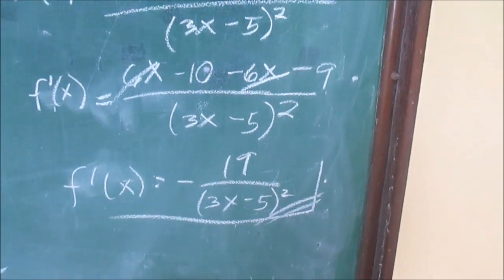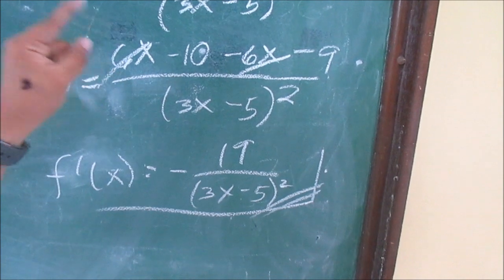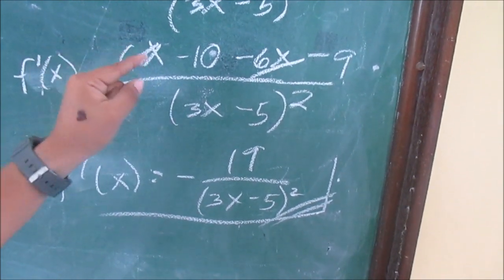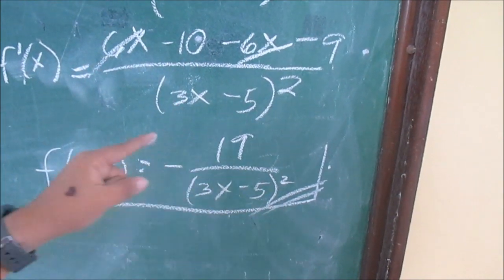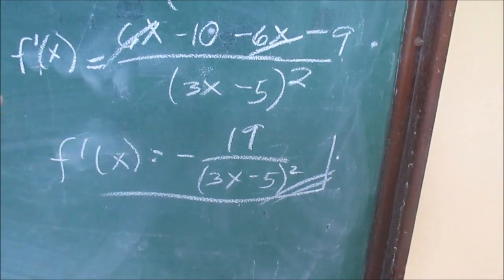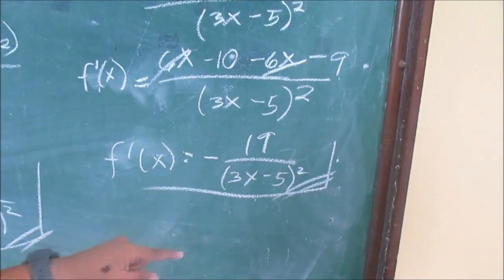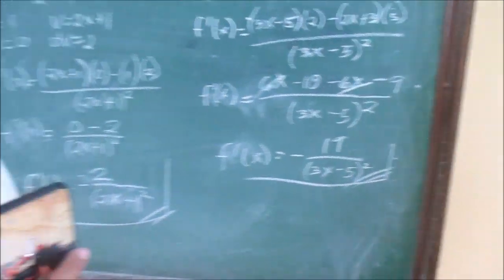So we got 9, and negative 10 plus negative 9 is equal to negative 19. So we got f prime of x is equal to negative 19 over (3x minus 5) squared.